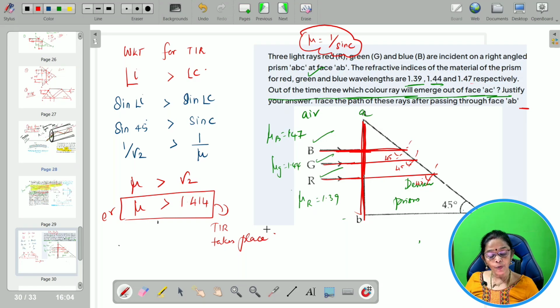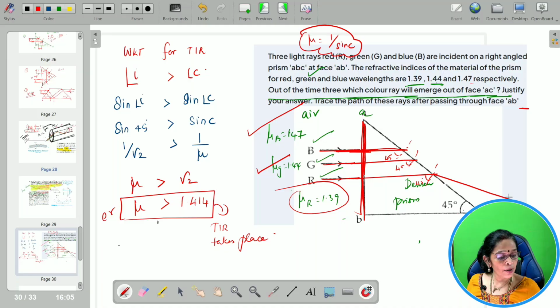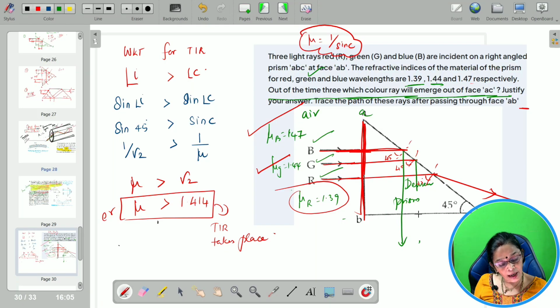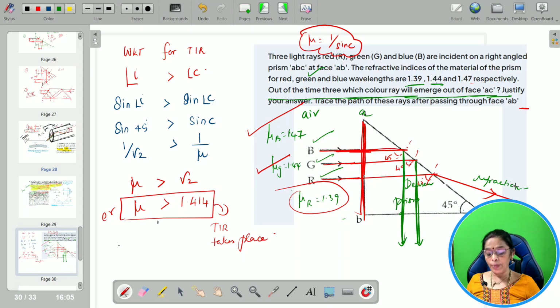So, which is greater than 1.414? Blue? Yes. Green? Yes. What about red? Red is lesser than 1.414, so it doesn't undergo TIR. So, the red alone, what does it do? It will undergo refraction. What about the rest? This will undergo TIR, this will undergo TIR. It is falling normally, so therefore it comes straight. So, blue and green undergo TIR and then come straight like that, whereas red doesn't undergo TIR, it undergoes refraction. So, hope you understand this problem based on TIR.